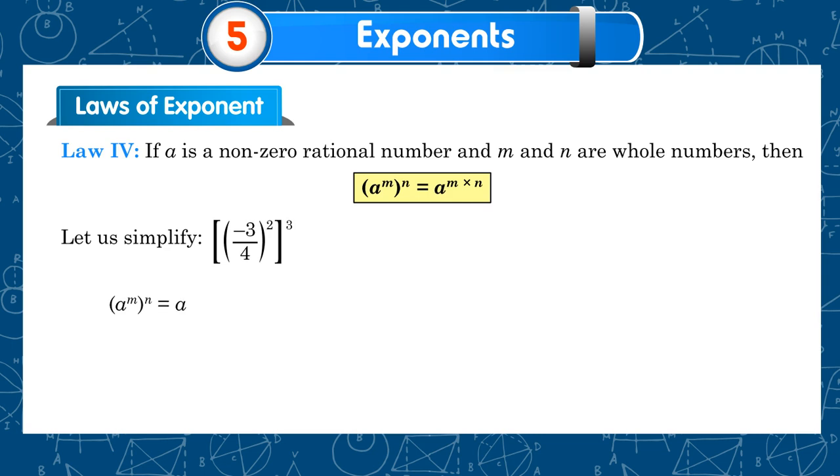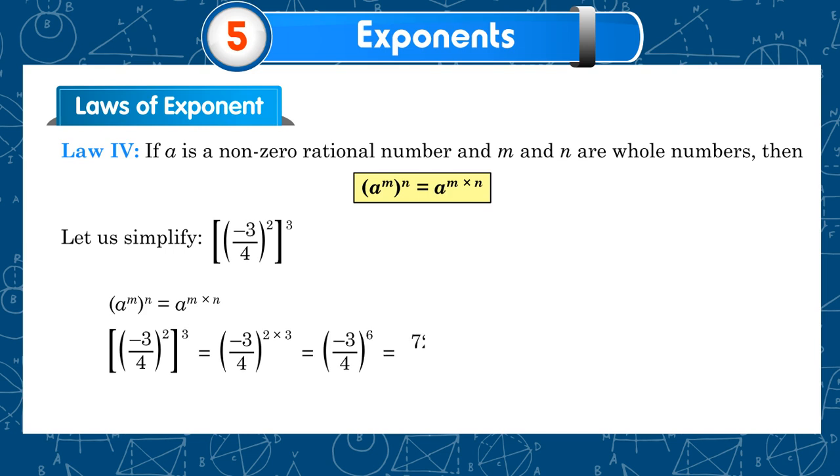Minus 3 upon 4 square wholes cube equals minus 3 upon 4 wholes raised to the power 2 into 3 equals minus 3 upon 4 wholes raised to the power 6 equals 729 upon 4096.